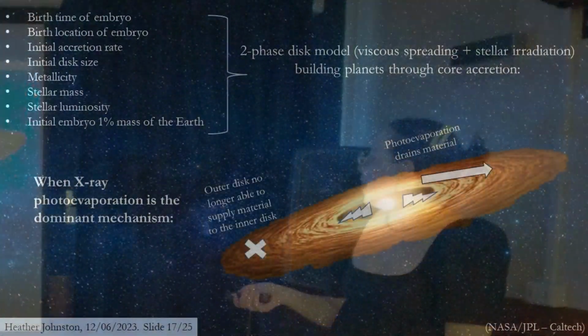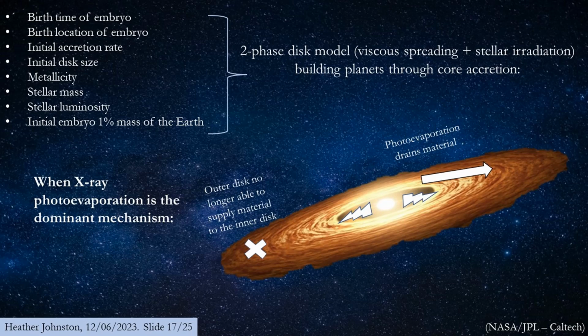Then as the disk evolves, we have a photoevaporation mechanism. The one that we use is X-rays, since it's the most well established. So as the disk evolves and the planet grows, the disk is also losing mass, and we take that into account as material is getting X-rayed away.